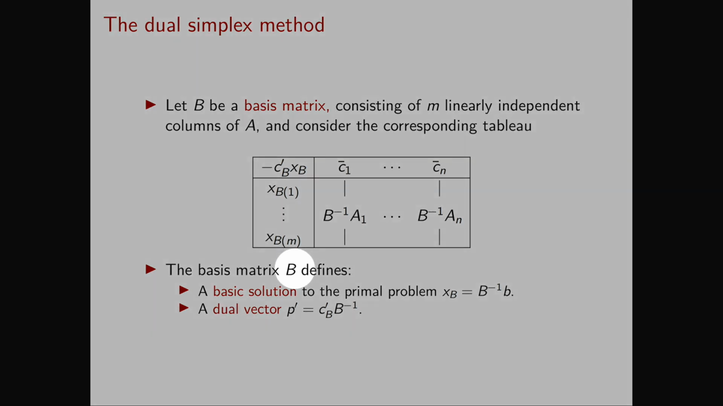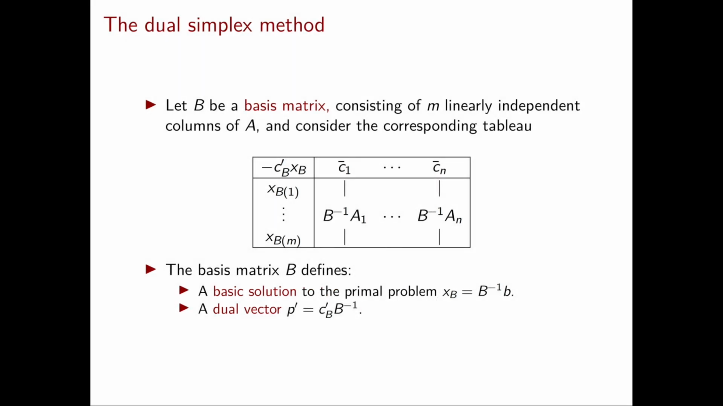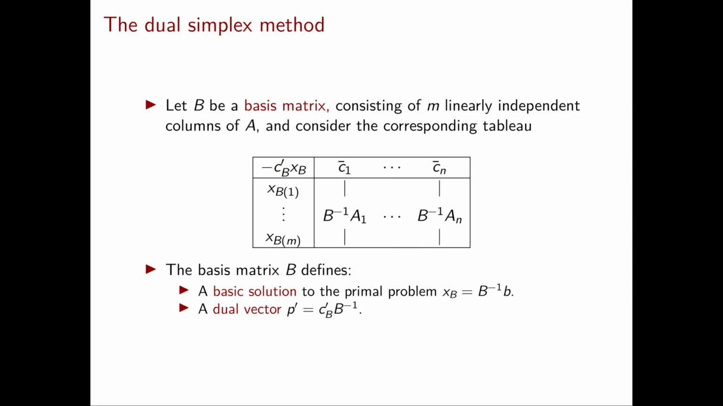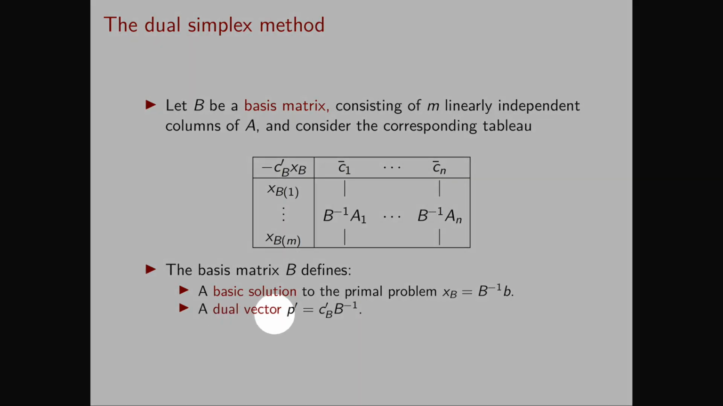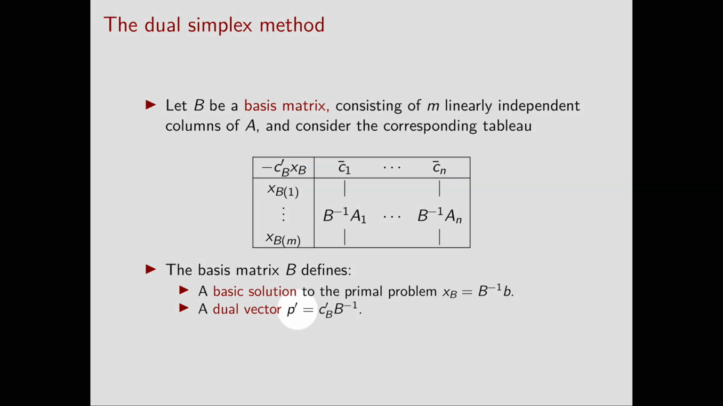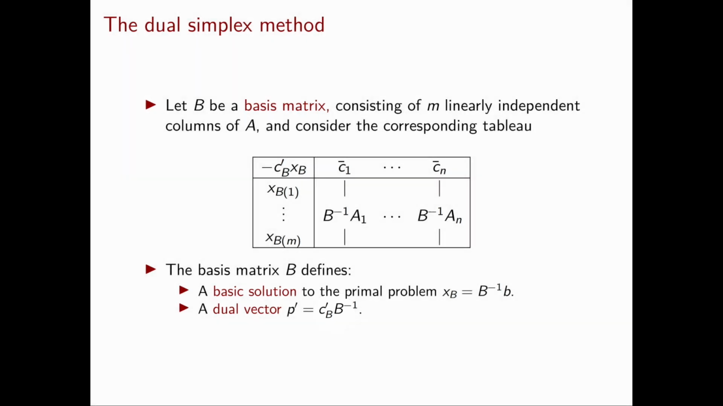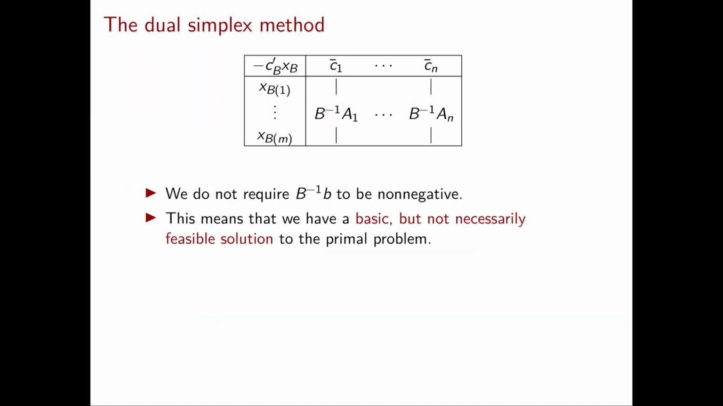In particular, our basis matrix B defines a basic solution to the primal problem, and the corresponding basic components are given by B inverse b, as usual. But the matrix B also defines a dual vector, and we know very well that this dual vector is p transpose equal to c_B transposed B inverse. The only difference is that here we don't require B inverse b to be non-negative. So our primal solution is a basic solution, but it's not necessarily feasible.